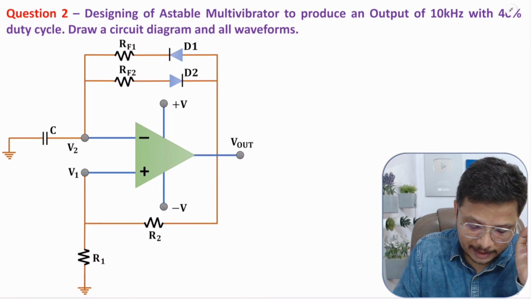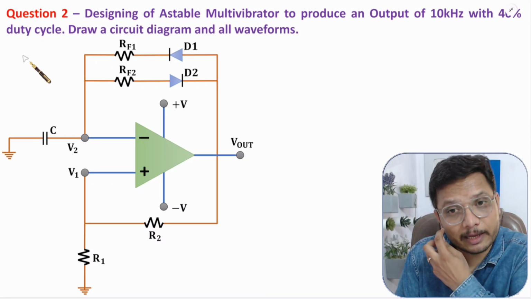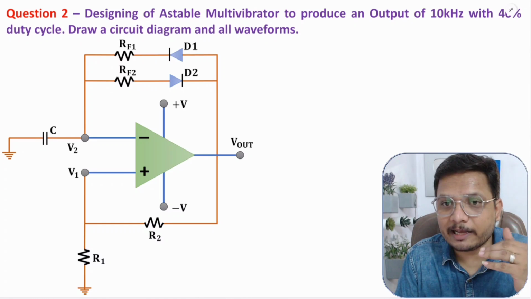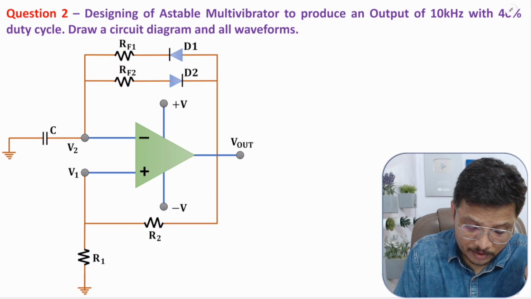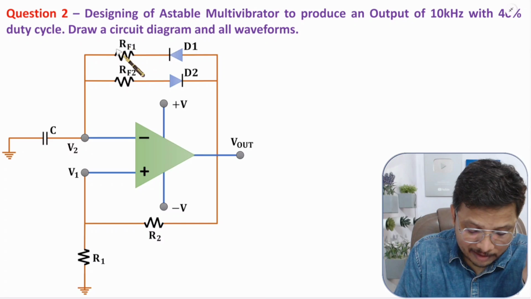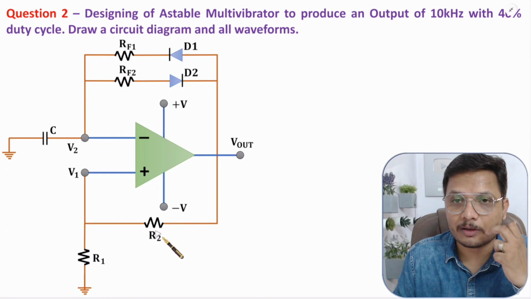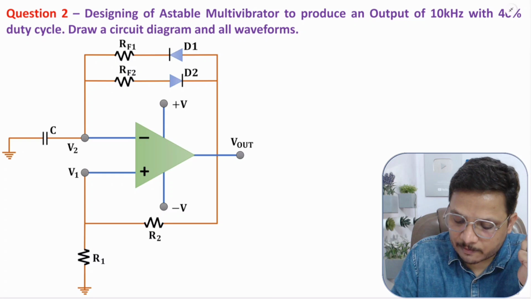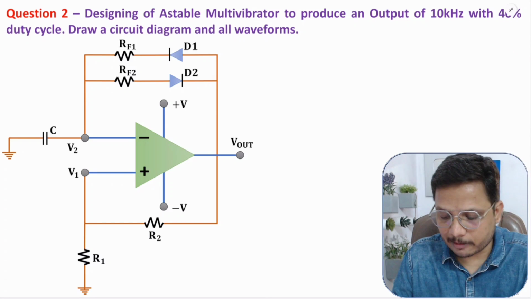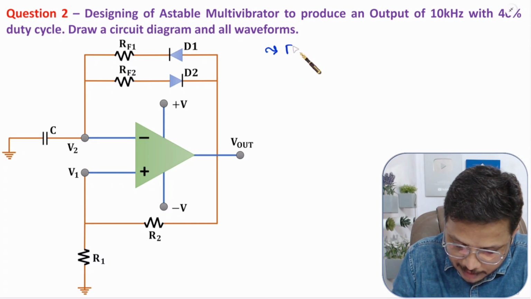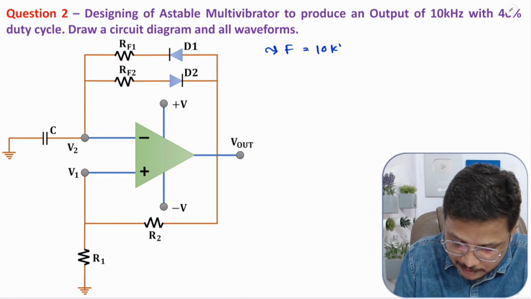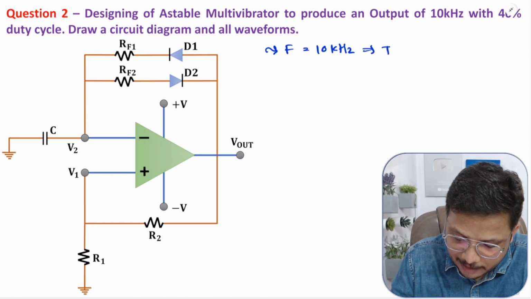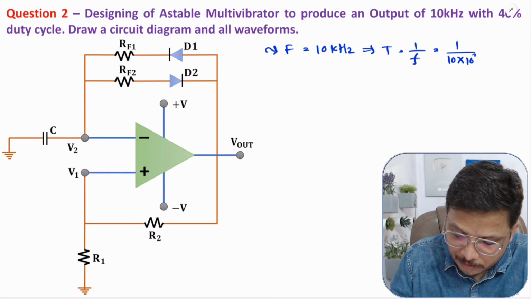So this is the basic circuit which we have for asymmetrical astable multivibrator, that also I have explained in my earlier videos, right? Here what I'll do is I'll be explaining you component selections, like what should be C, what should be RF1, RF2, R1 and R2, right? So first of all you need to understand this frequency with 40% duty cycle. So here we have been given frequency F that is of 10 kilohertz. Based on that one can have time period T, that is 1 divided by F. So that is 1 divided by 10 kilo. So we'll be having 0.1 millisecond.